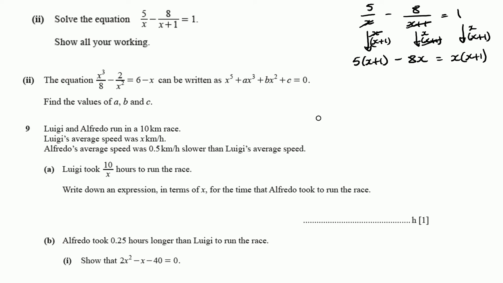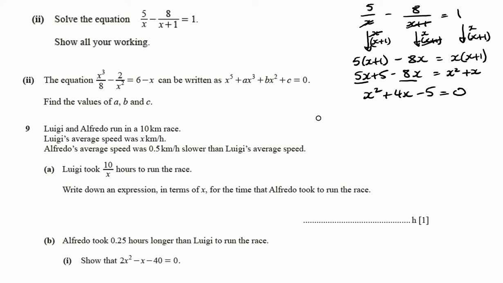Now I'm going to get rid of my brackets. 5x plus 5 minus 8x is equal to x squared plus x. And as soon as that x squared term appears, I need to think that it's a quadratic, and I want to organize it as x squared plus x-term plus number equals 0. So on this side I've got 5x minus 8x, which is minus 3x. I'm going to move it up to the other side where it becomes a plus 3x. That's going to give me x squared, and x plus 3x is 4x. I'm going to move that 5 across as well, and it becomes a minus 5. And this thing equals 0.